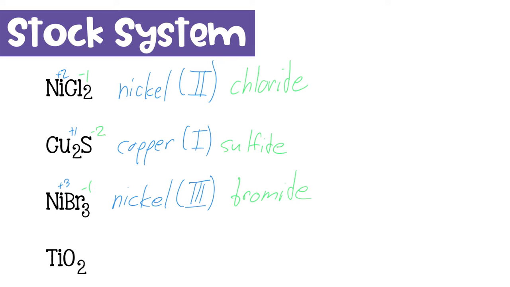Now we're going to look at TiO2. Ti is titanium, O is oxygen, which changes to oxide, and when we uncrisscross, we get Ti +2, O -1. However, oxygen is -2, so we then have to multiply both our charges by 2, and titanium is actually a +4 ion. So it's titanium(IV) oxide.